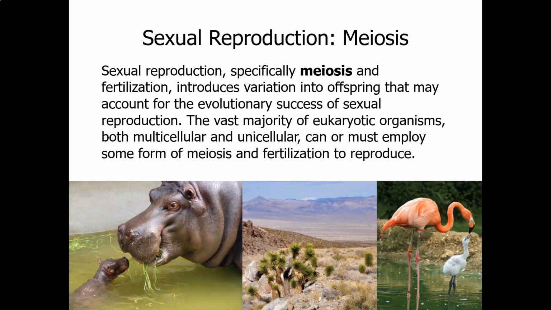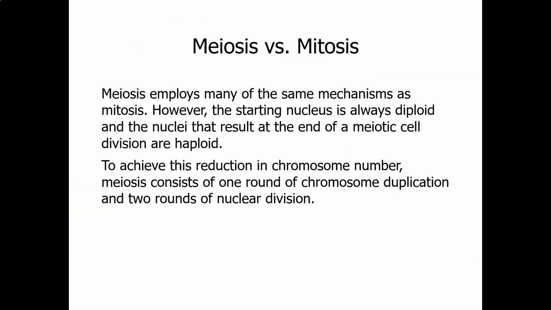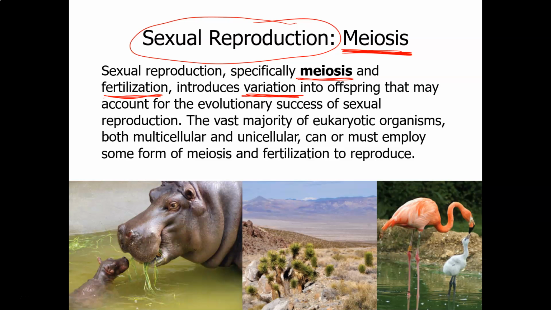Now, moving on, we're going to talk about cell division as it relates to sexual reproduction. Sexual reproduction, specifically meiosis and fertilization. So meiosis is the formation of the sex cells, and fertilization is the joining of the sex cells. Formation of egg and sperm, and then joining of egg and sperm. That's the definition of sexual reproduction. And what it does is it introduces variation, genetic variation, into the offspring. The vast majority of eukaryotic organisms, both multicellular and unicellular, can or must employ some form of meiosis and fertilization to reproduce. And that includes plants, that includes animals, that includes fungi.